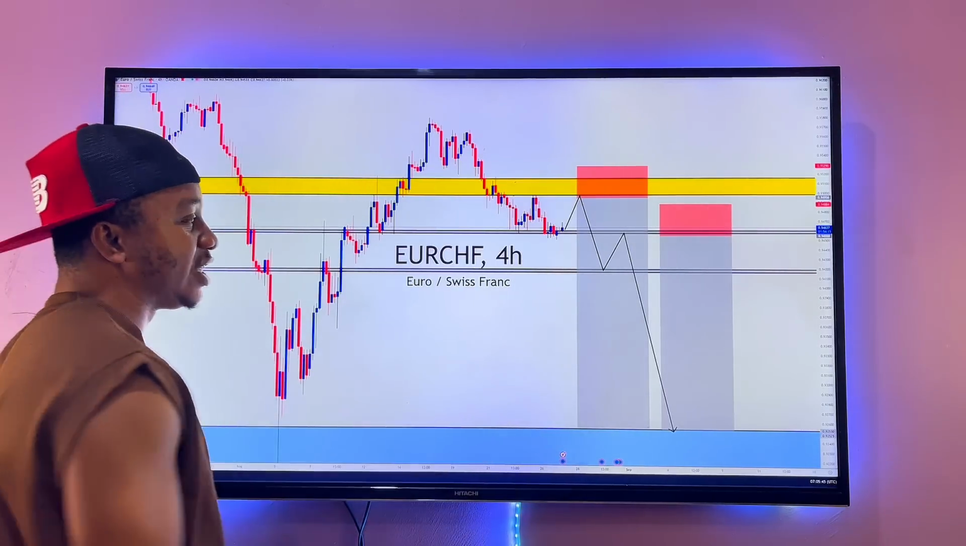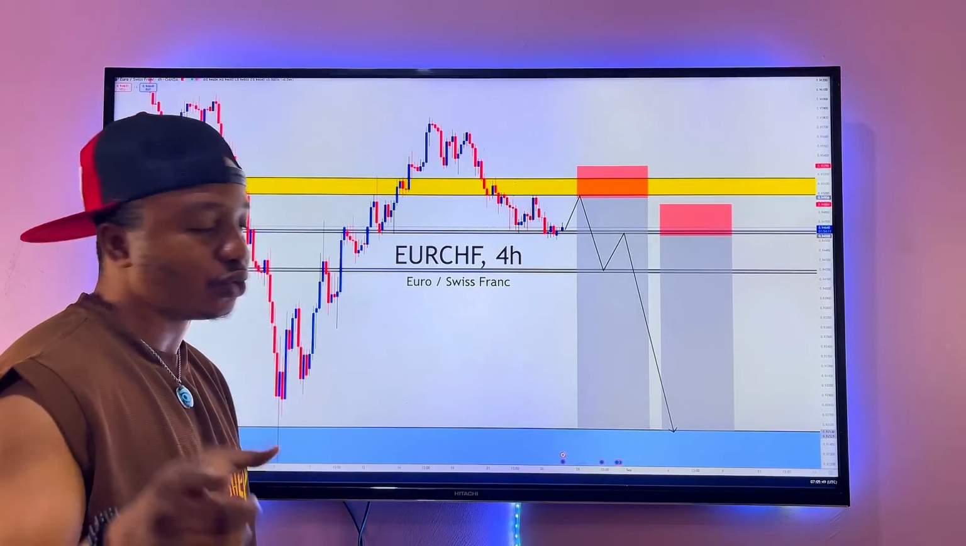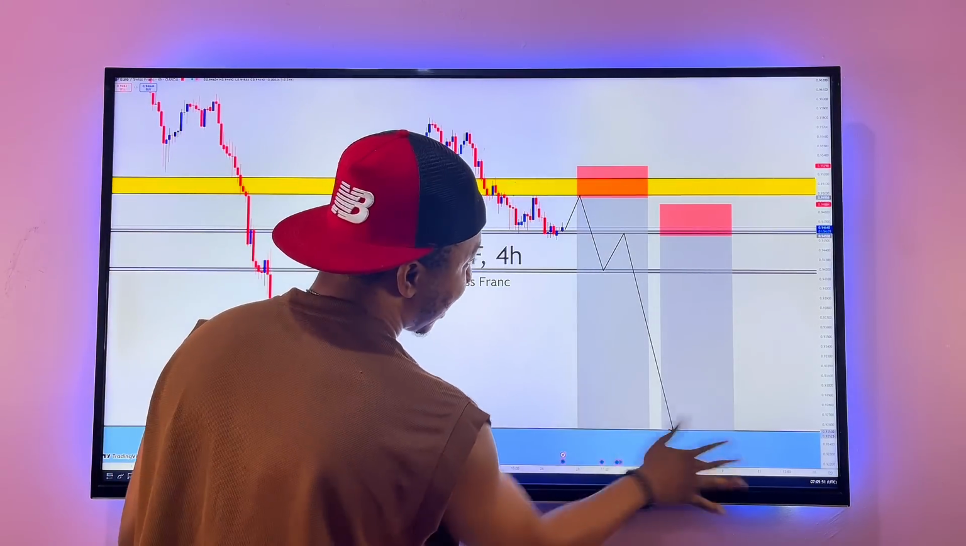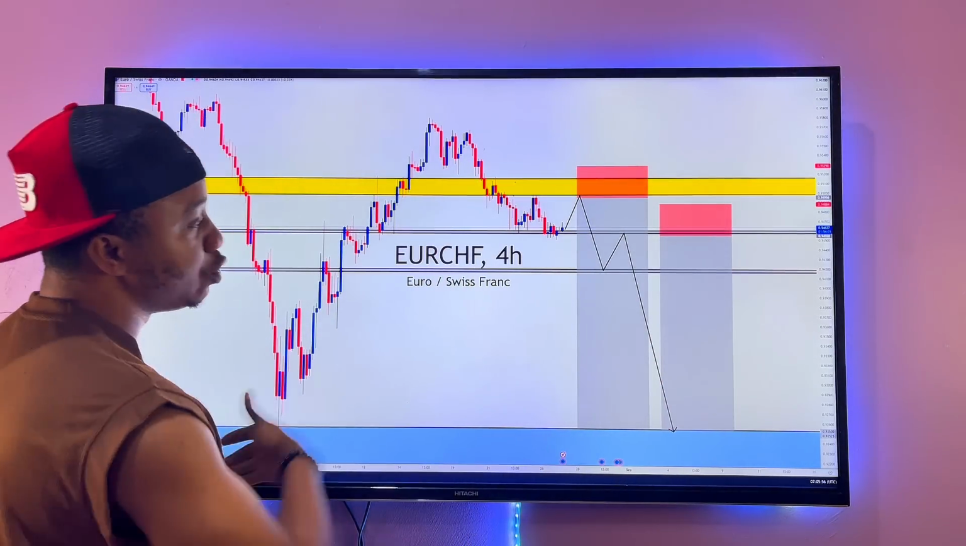So let's go on to the next pair, which is going to be what? BTCUSD. And from BTCUSD, I'll move to gold. So it's going to be the last pair that I'll analyze today for you guys. All right, so let's head all the way to Bitcoin and also analyze it as well.